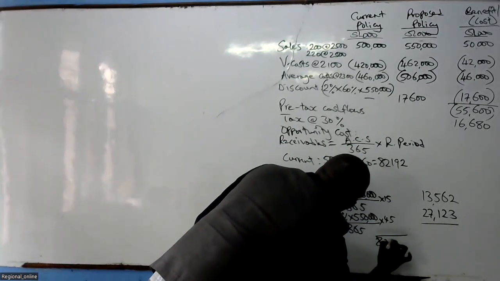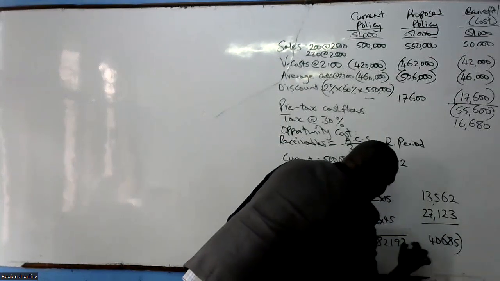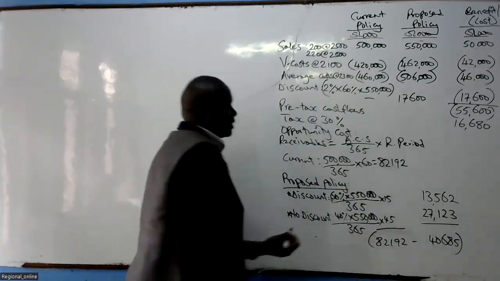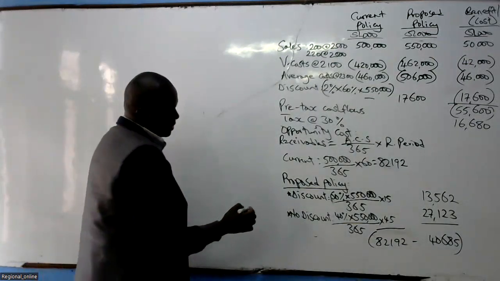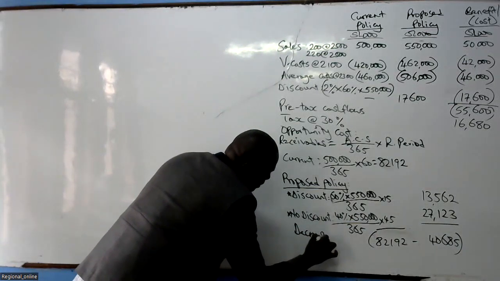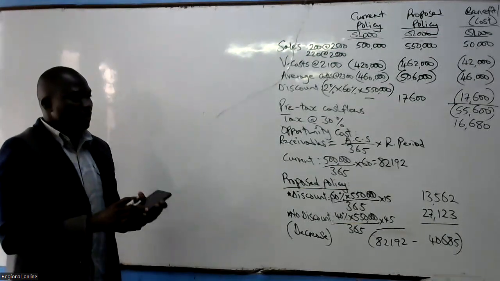Sorry, 40,685. So is it an increase or decrease? So there's a decrease. When debtors decrease, good or bad? It's good. And what is the cost of capital?